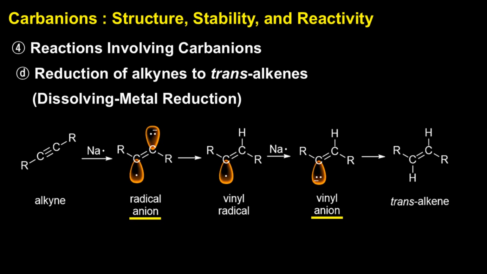First, sodium donates an electron to the alkyne, creating a radical anion. Then, ammonia comes in and protonates it, forming a vinyl radical intermediate. A second electron transfer, followed by another protonation, gives you a trans-alkene. And here's the interesting part. This reaction is highly selective for trans-alkenes because of the steric and electronic factors that influence how the intermediates behave.